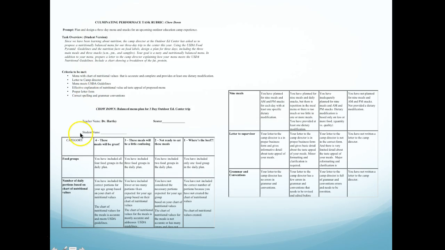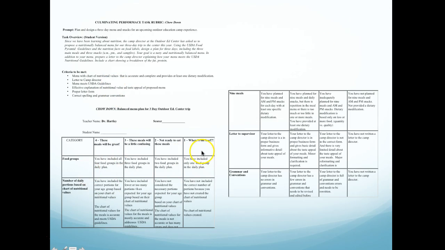Each of these are going to be one dimension here, or they can be combined, but they have to all be present. Menu with a chart of nutritional values that is accurate and complete and provides at least one dietary modification. So you've got it embedded here. Letter to camp director here. USDA guidelines here. Effective explanation of nutritional value and proposed menu in this letter. Proper letter form also here. Correct spelling and conventions here. And the food groups, which you don't see here as exactly including all those 4 food groups, but this would also be part of bullet number 1. So all those elements are in, all these criteria are in your rubric.